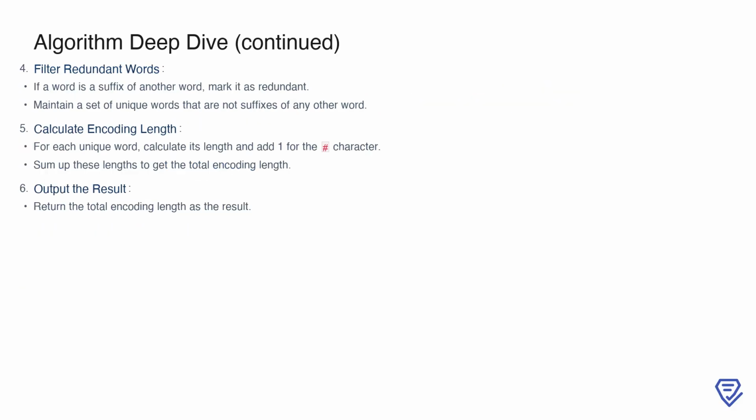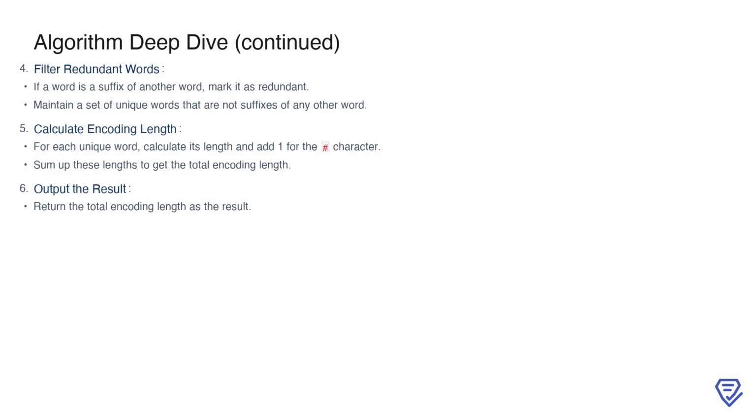After identifying potential suffix relationships, the next step is to filter out redundant words. If a word is determined to be a suffix of another, it is marked as redundant and excluded from further consideration. We maintain a set of unique words that are not suffixes of any other words. Once we have this reduced set of unique words, we calculate the total encoded length. For each unique word, we add its length and include an additional one to account for the hashtag character that follows each word in the encoded string. Finally, we sum up these lengths to determine the total encoding length and output this value as the result.